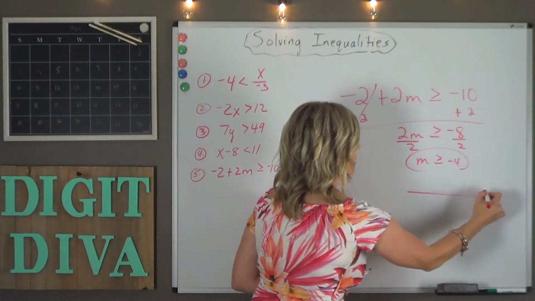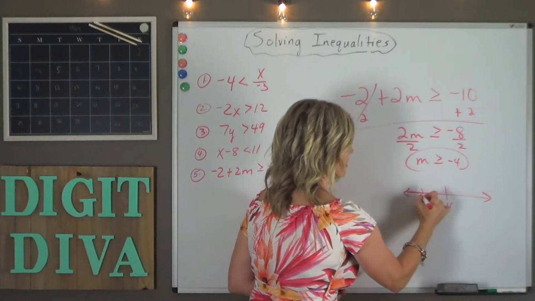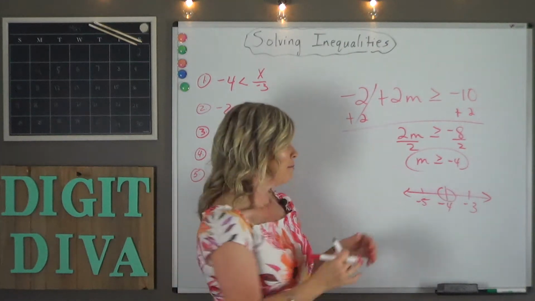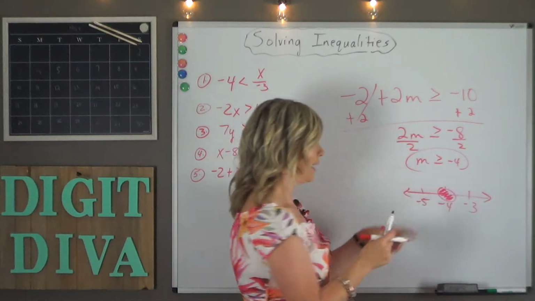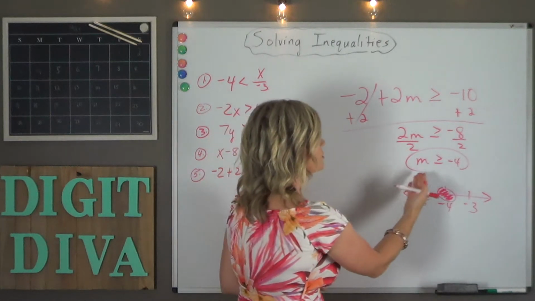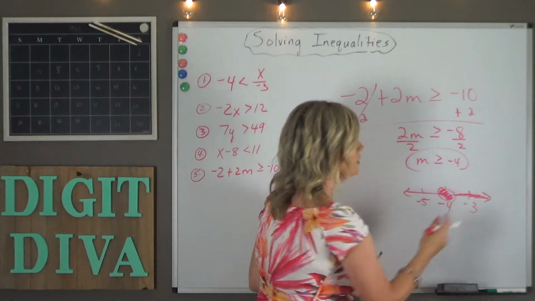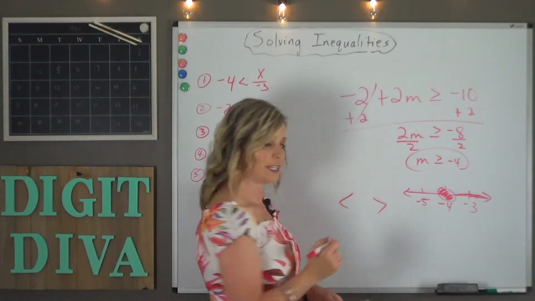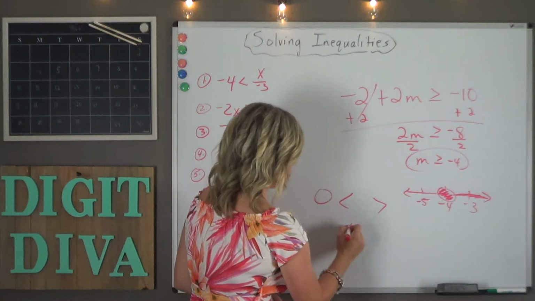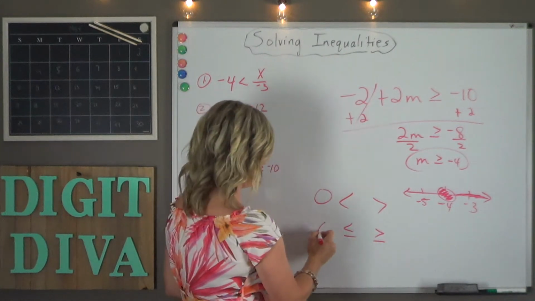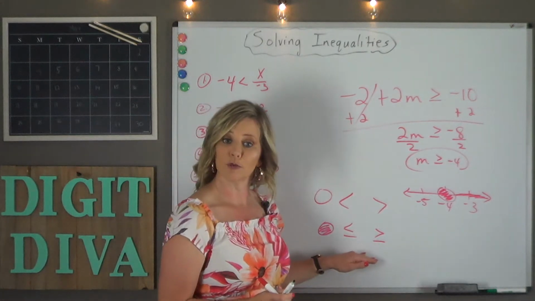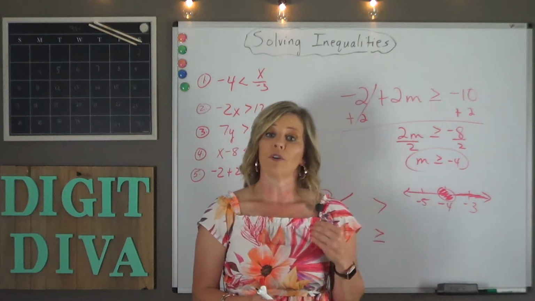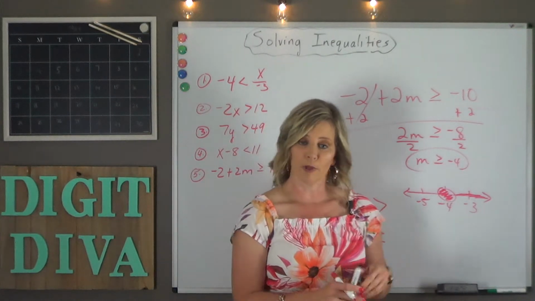So on my number line, I would have -4, -5, -3. I'm going to color in my circle, make it solid because of that equal sign, okay? M is greater than. So I would shade to the right. Again, open circles for these 2 symbols, closed circles for those 2 symbols, okay? If it has an equal sign, it's included in the answer. So that's the basics of graphing inequalities on a number line.